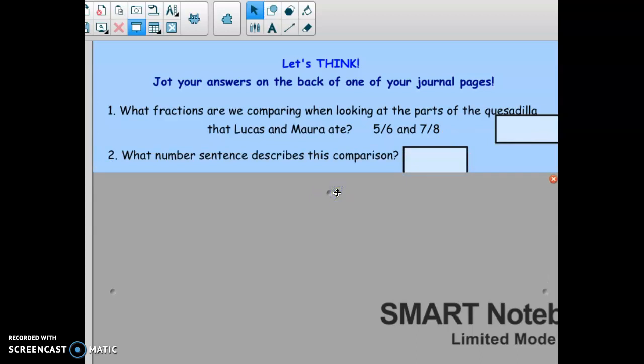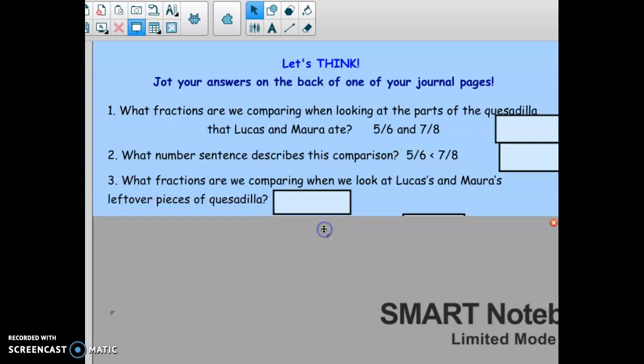What number sentence describes this comparison? Well, we know that Mara ate more and Mara ate 7/8. So 5/6 is less than 7/8, or 7/8 is larger than 5/6.